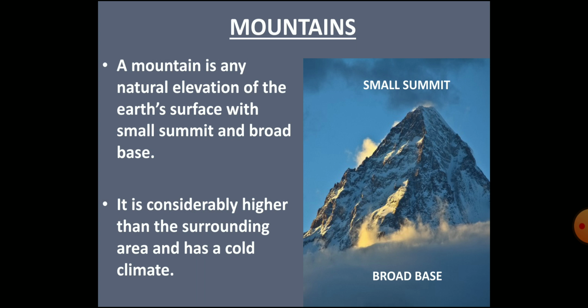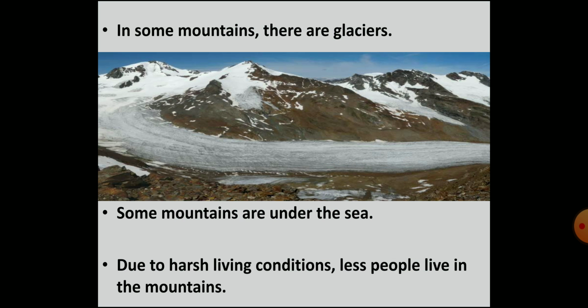First, we'll see what is a mountain. So, a mountain is a natural elevation of the earth's surface rising high above its surroundings. The summits, means the peaks of the mountains, are usually small or narrow and the bases are broad. As the mountains are higher than the surrounding area, the climate is cold there. In some mountains, glaciers are found. Children, glaciers are the frozen rivers of ice. Some mountains are found under the sea also.